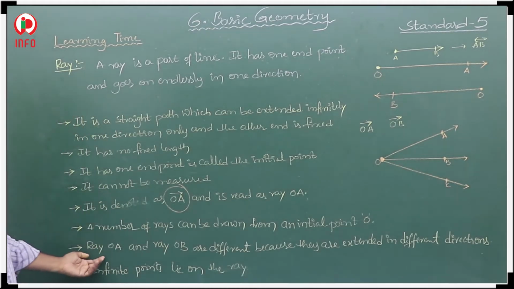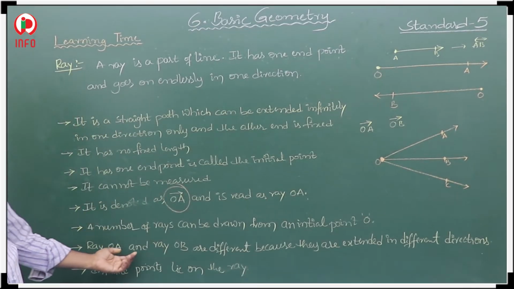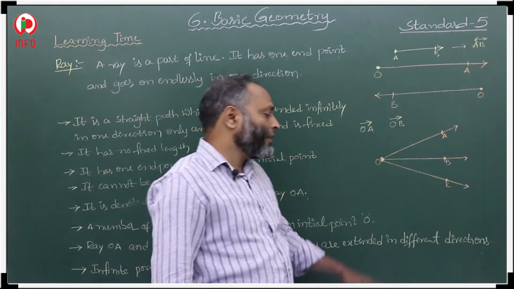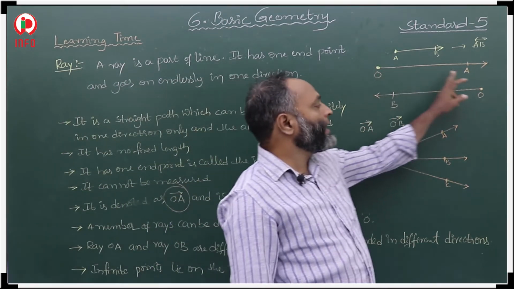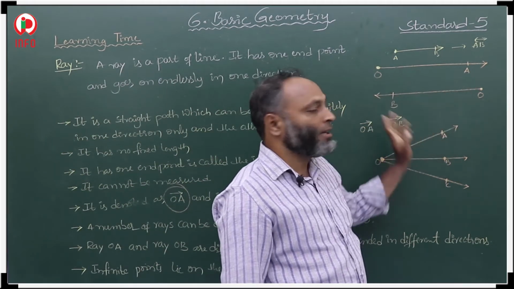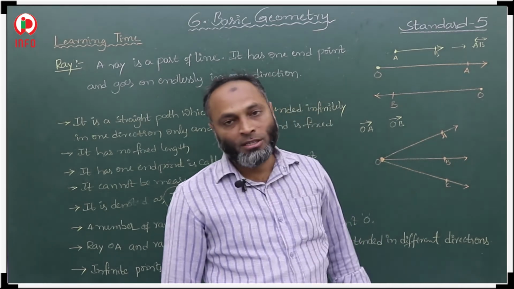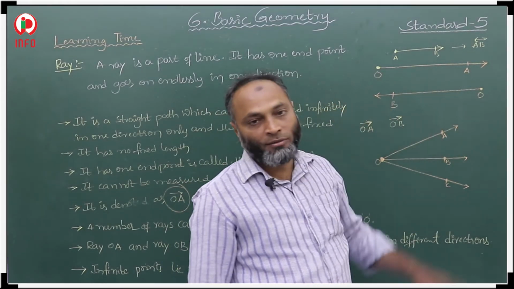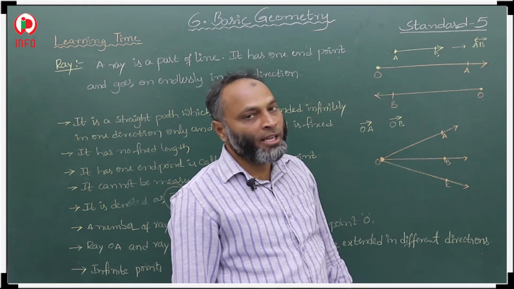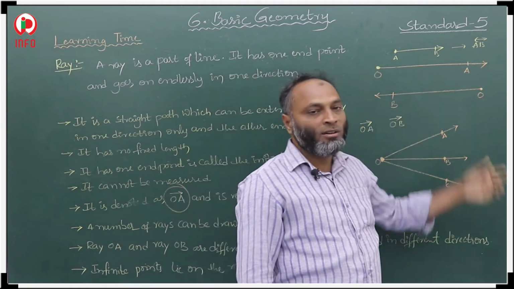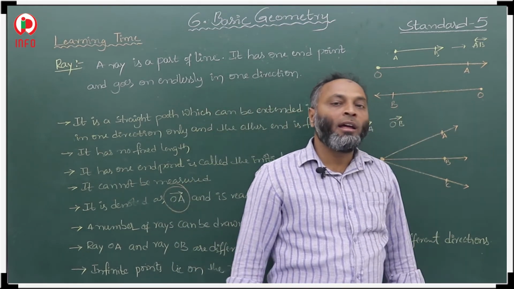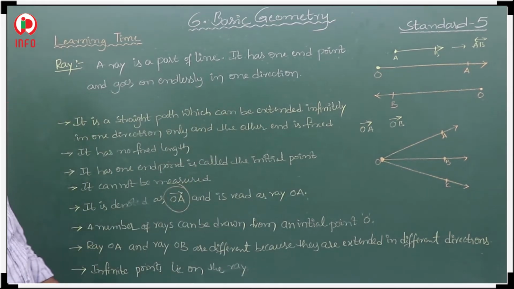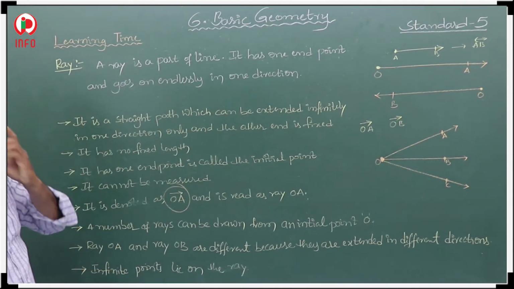Then ray OA and ray OB are different because they extend in different directions. Here OA is one ray and OB is another ray. They are not the same rays. Why? OA extends on the right side and OB extends on the left side, so they are in different directions. They are different rays.